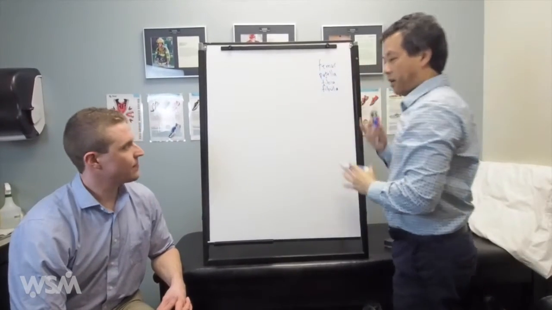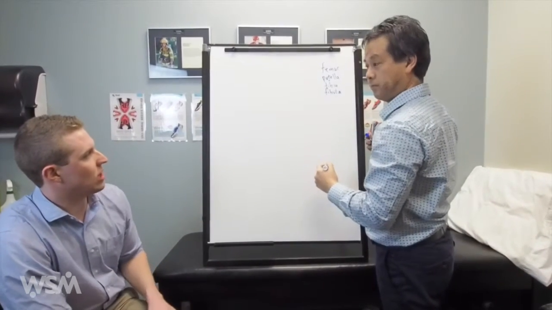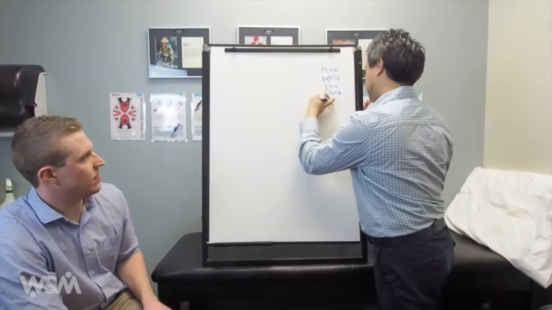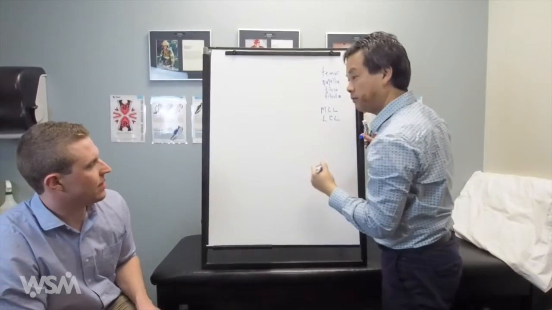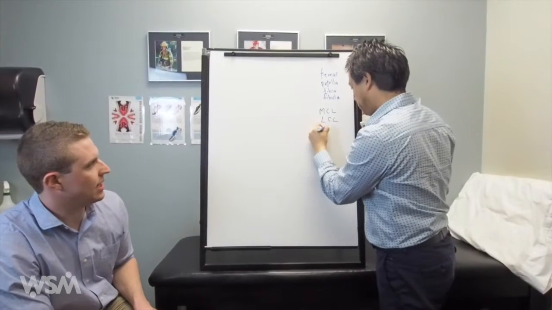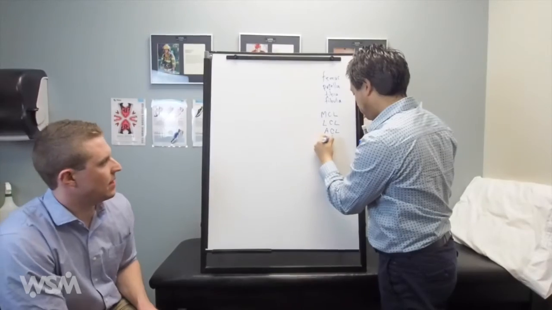Major ligaments around the knee. So around the knee you have the medial collateral ligament, the MCL. You have the lateral collateral ligament, the LCL. Then you have your cruciates, so the anterior cruciate ligament, ACL, and the posterior cruciate ligament, the PCL.